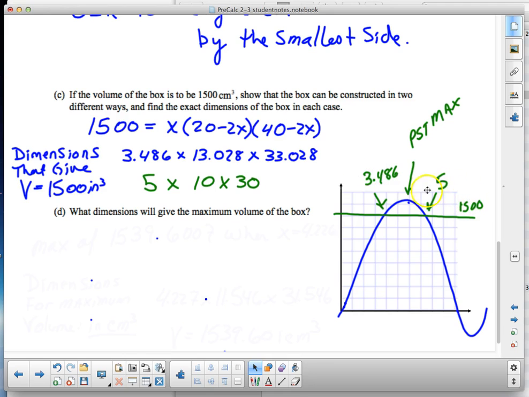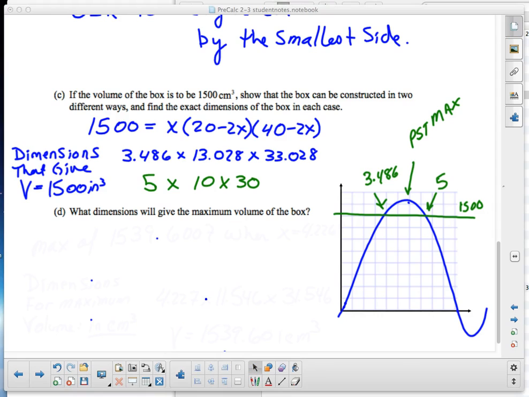I could also put 5 in there, and there'd be 5, 10, and 30. So 5, 10, and 30 work as well, and that's what I've got here. These two sets of dimensions are the dimensions of my box. It'll be exactly 1,500 centimeters cubed. Sorry, it took me a while to find those units.